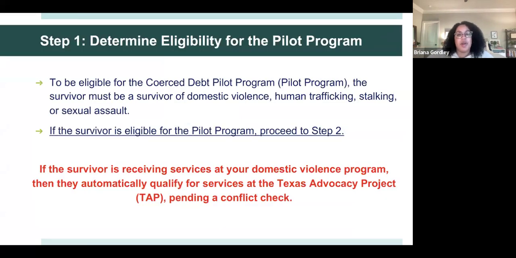So step 1, determine eligibility for the pilot program. To be eligible, the survivor must be a survivor of domestic violence, human trafficking, stalking, or sexual assault. And I want to make sure this is very clear. If the survivor is receiving services at your domestic violence program, then they automatically qualify for services at the Texas Advocacy Project, or TAP, pending a conflict check. So when you're looking at referring clients, if they're interested in the program and they're your client at the DV program, then they're eligible for the pilot program, and you'll then proceed to step 2.